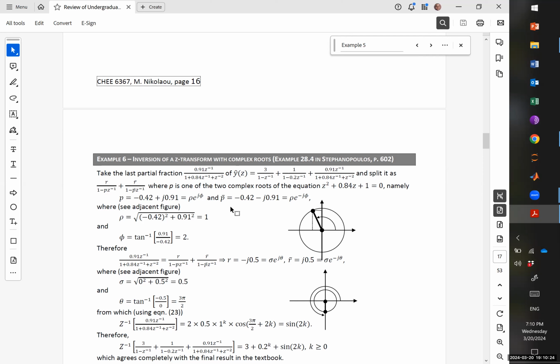So you have P and P bar. This is P, and this is P bar, right? 0.91, 0.42. So the angle whose tangent is this is fine. Any other questions?